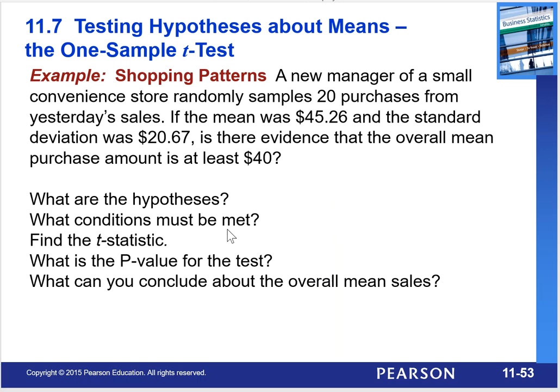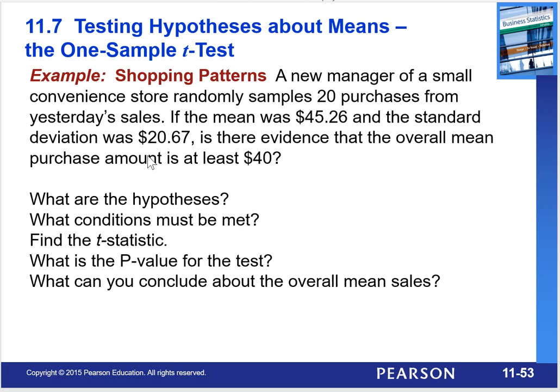What conditions must be met? Let's find our test statistic, or T statistic. Let's calculate our p-value for the test and then use that to draw some conclusions about sales. Conclusions follow the same way also. I'm going to compare it to a standard level of significance and decide whether or not I have something that either supports, fail to reject, or does not support, reject, my null hypothesis.